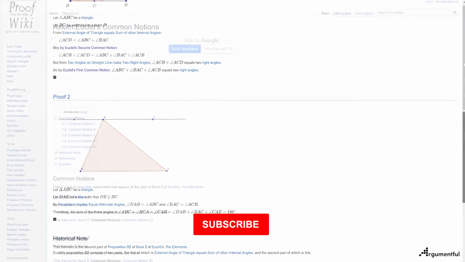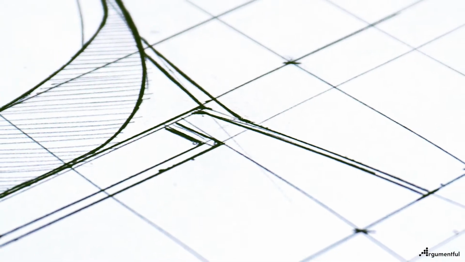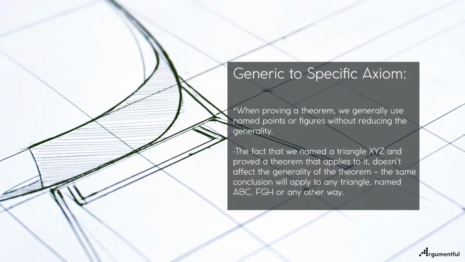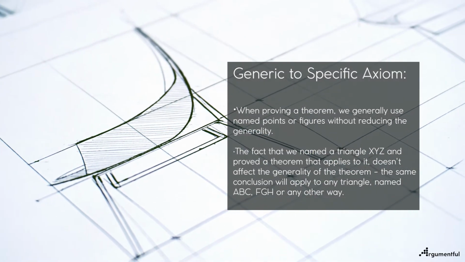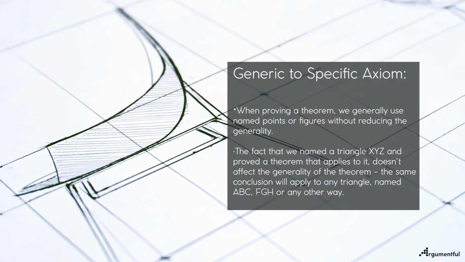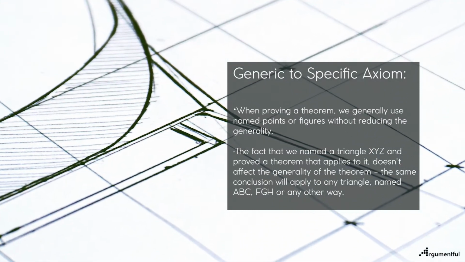The theorem states that for any triangle, the sum of its angles is equal to two right angles, or 180 degrees. Before we get started with the argument map, we need to explain a common principle in geometry, which we'll call the generic to specific axiom. This refers to the fact that when proving a theorem, we generally use named points or figures without reducing the generality. In other words, the fact that we named the triangle XYZ and proved the theorem that applies to it doesn't affect the generality of the theorem. The same conclusion will apply to any triangle named ABC, FGH, or any other way.